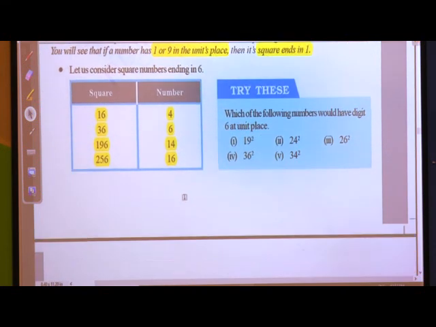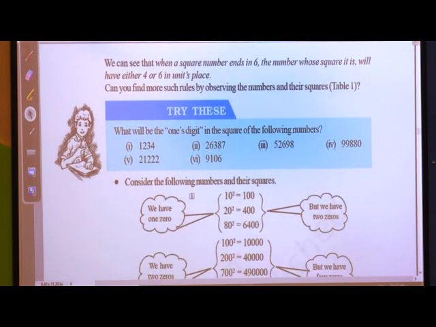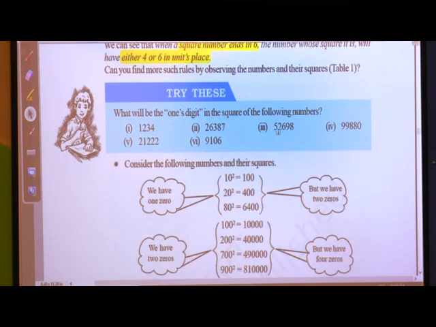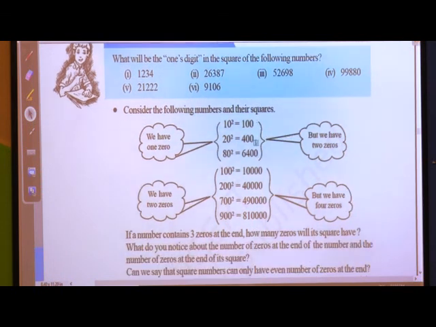Some activities are present here, you can try to solve them. Proceeding further, we can see that when a square number ends in 6, the number whose square it is will have either 4 or 6 in units place. The same as we have just now seen in the table. Small activities here, you can try to solve them.